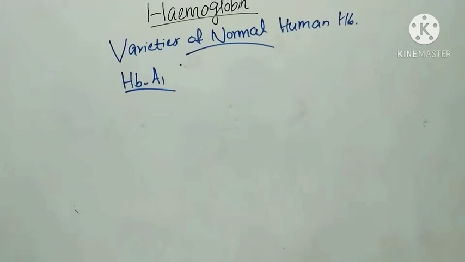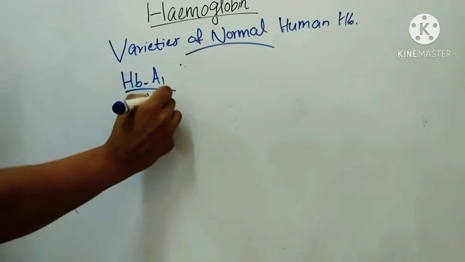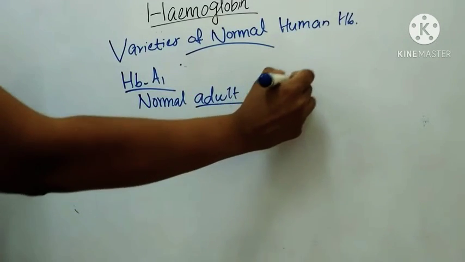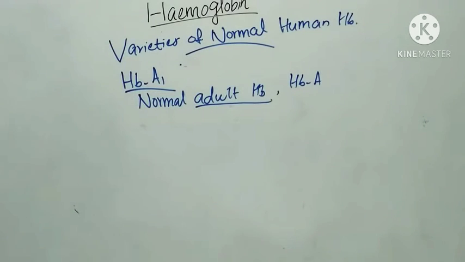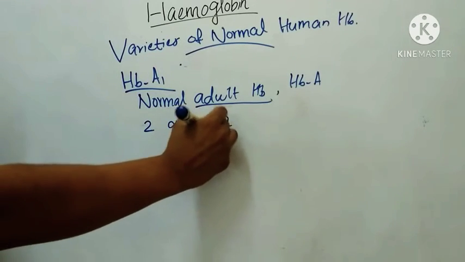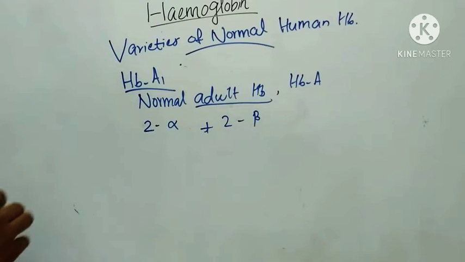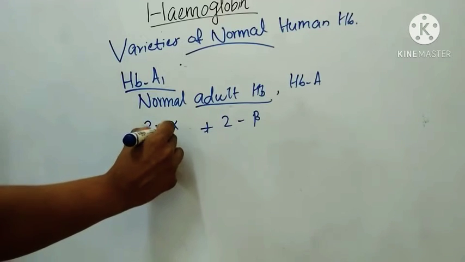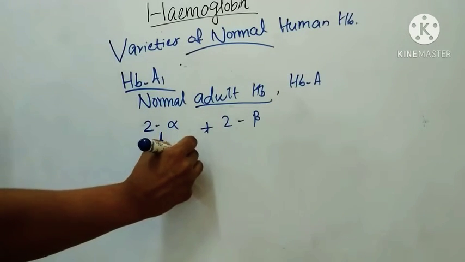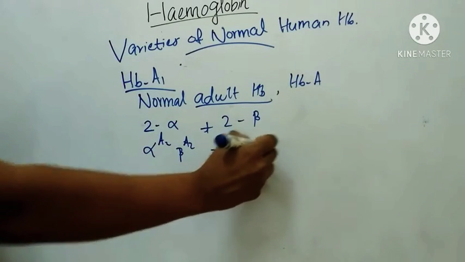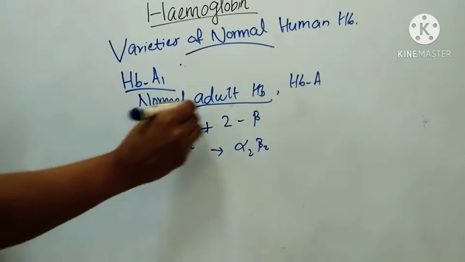HbA1 or HbA. This is the normal adult hemoglobin. It is called HbA. It consists of 2 alpha and 2 beta chains. So we can designate it as alpha 2 beta 2. Alpha 2 beta 2 means it contains 2 alpha chains and 2 beta chains.